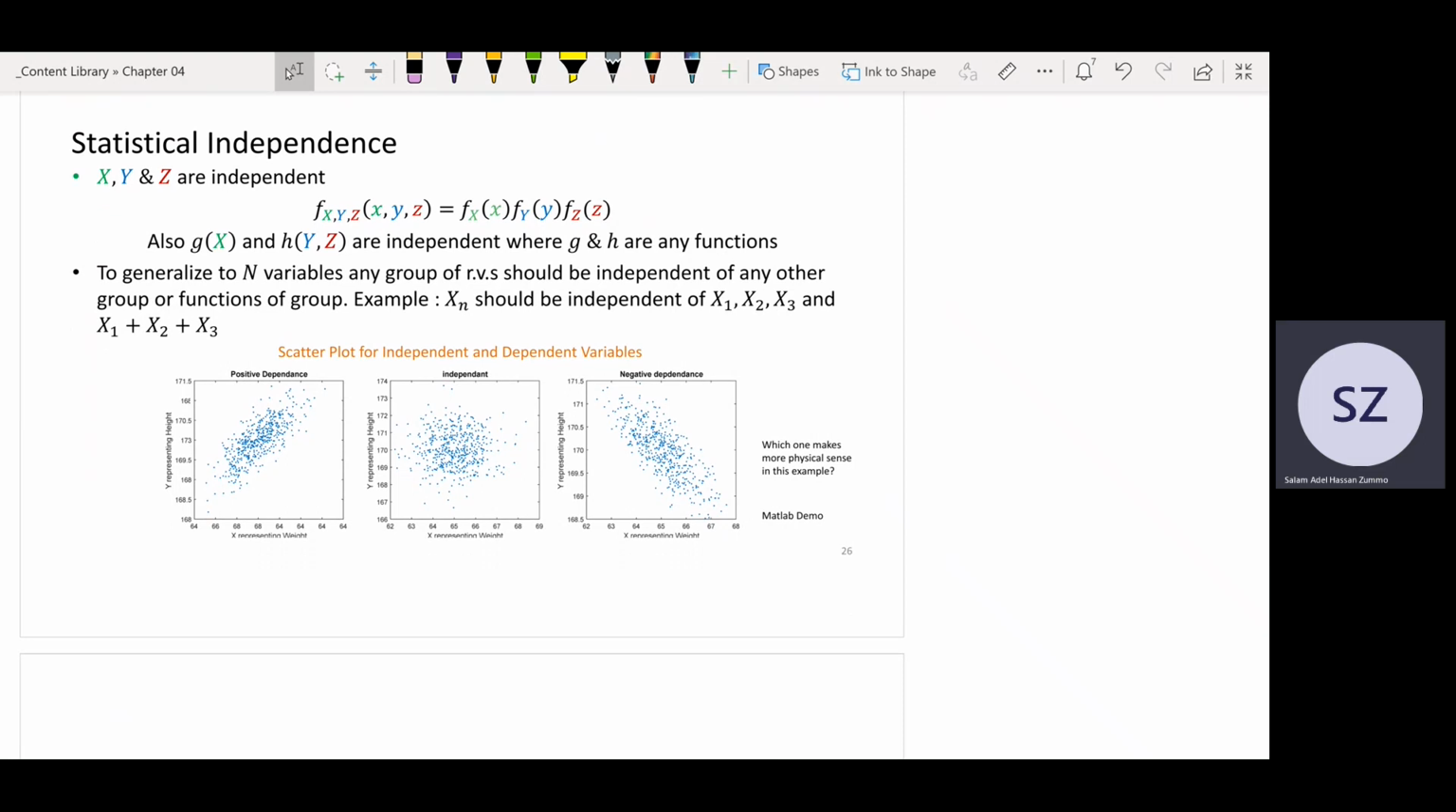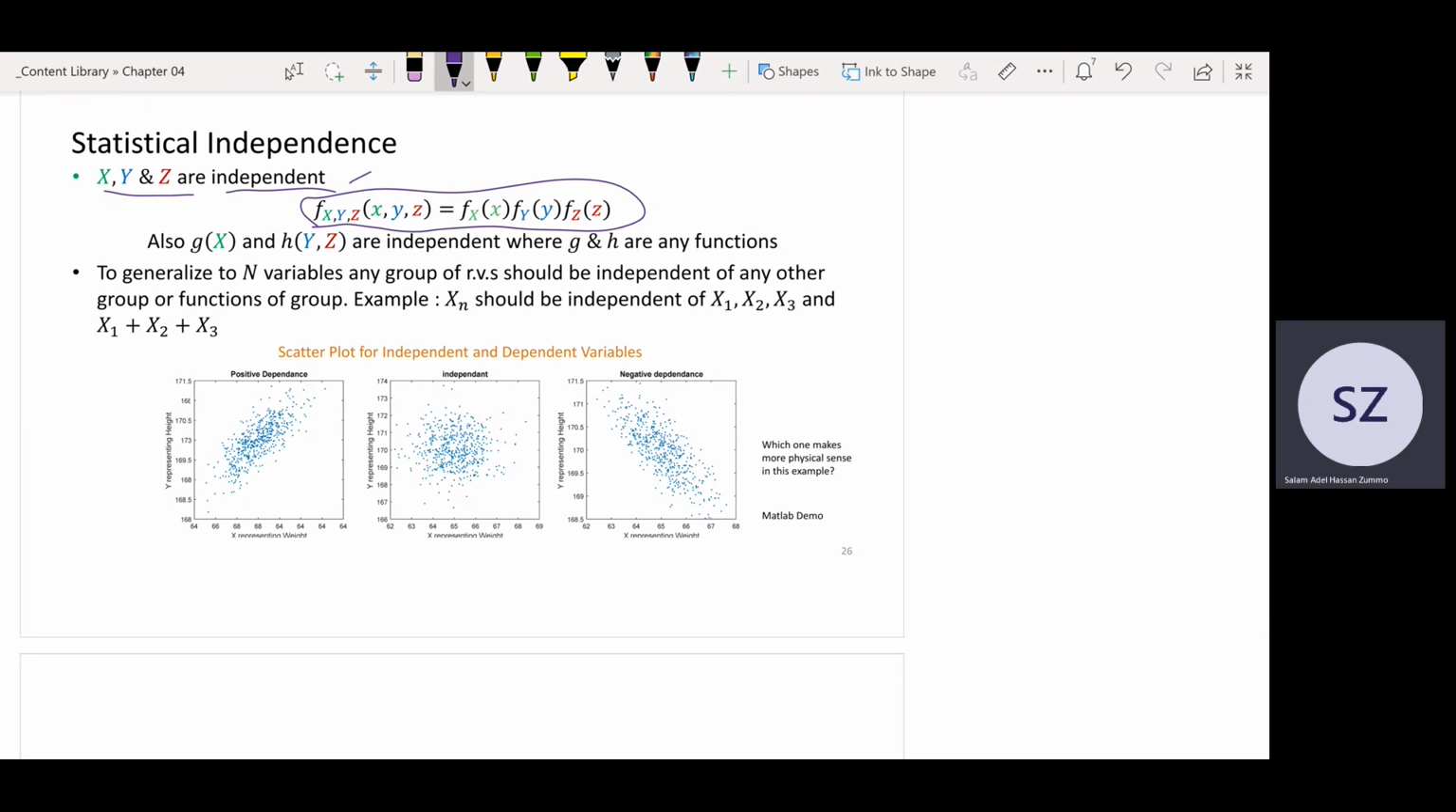Now let's at least learn what we call the scatter plot, and then see what it means. Before we go into this, if we have three random variables, x, y, and z, and we say that they are independent, first of all, every one of them has to be independent of the others, and the three of them satisfy that the joint PDF of the three can be decomposed into the marginals.